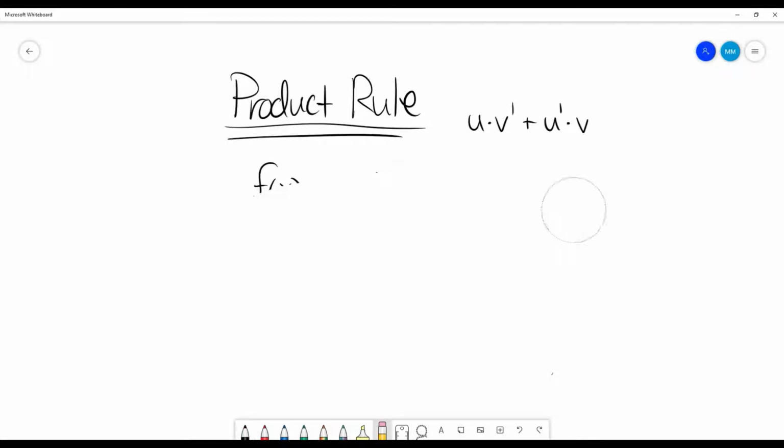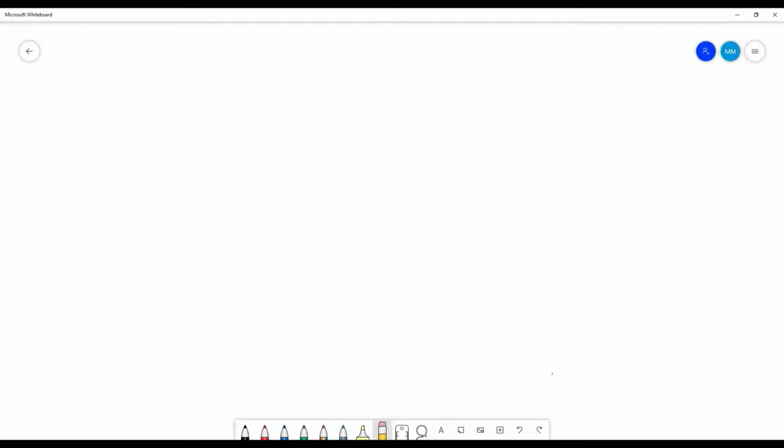But moving on, let's get now into the quotient rule. This one's a bit trickier. This one's a harder one to remember, unfortunately. So our quotient rule, let me just write that up here.